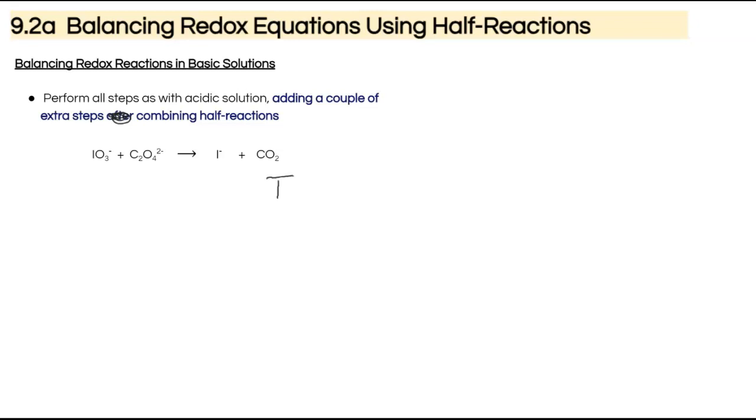Okay, so I'm going to center this just because it'll give me a little bit more real estate. I'm going to start by separating out these half reactions. So IO3 minus, iodate, goes to make I minus, and then I have my oxalate, C2O4 2 negative, going to make carbon dioxide.